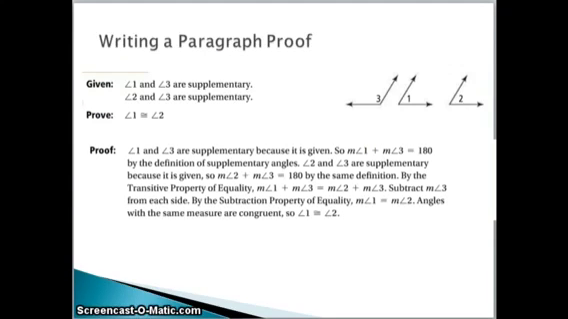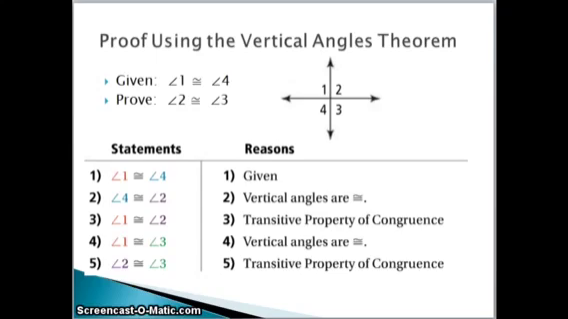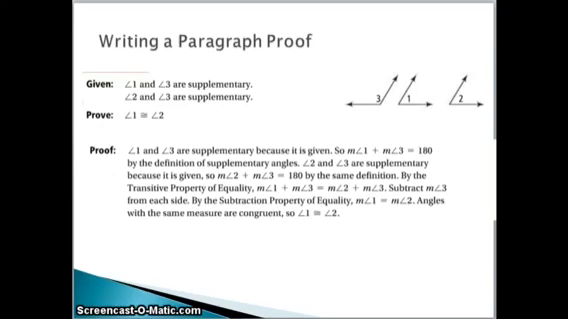Okay, writing a paragraph proof. The only difference with a paragraph proof is that you have to write your statements and your justifications together. So like this one, it's a sentence. It's no longer divided into two parts. Previously we could divide it into two parts like this. Paragraph proof, it's not. Your statements and your reasons are written in one sentence.